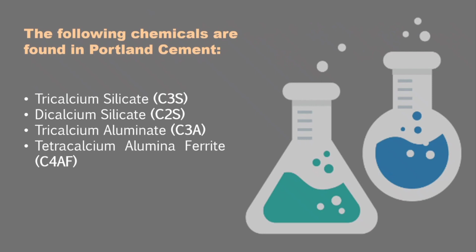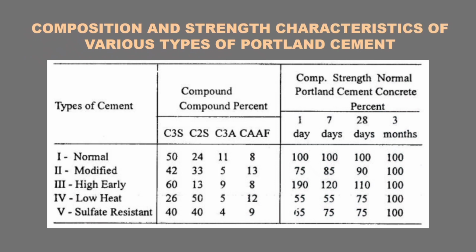There are also chemical compounds in Portland cement: tricalcium silicate C3S, dicalcium silicate C2S, tricalcium aluminate C3A, and tetracalcium aluminoferrite C4AF. Next is the composition and the strength.